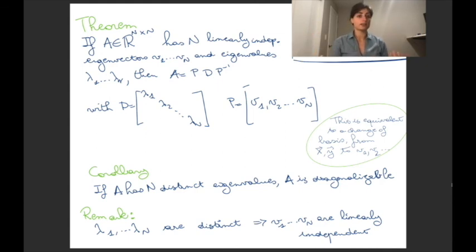As a corollary of this, because of what we said before, if A has n distinct eigenvalues, then A is diagonalizable, because having distinct eigenvalues is a guarantee to have distinct eigenvectors. Not only distinct, but linearly independent.